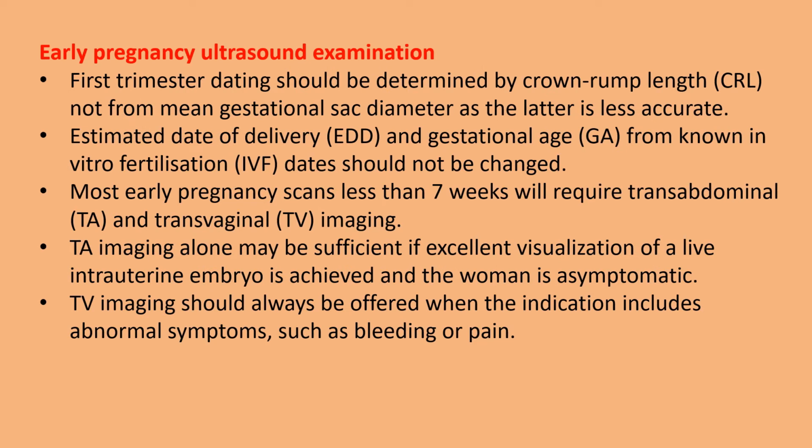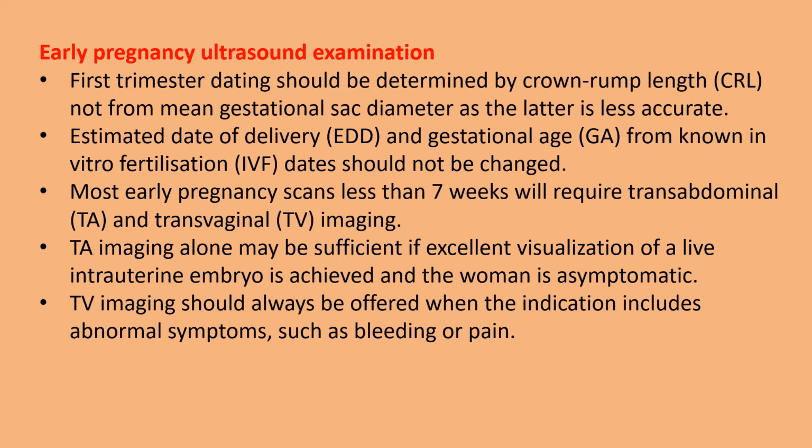Early pregnancy ultrasound examination. First trimester dating should be determined by crown rump length, not from mean gestational sac diameter, as the latter is less accurate. Estimated date of delivery and gestational age from known in vitro fertilization dates should not be changed.